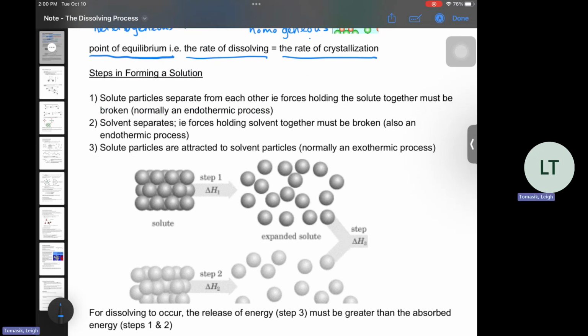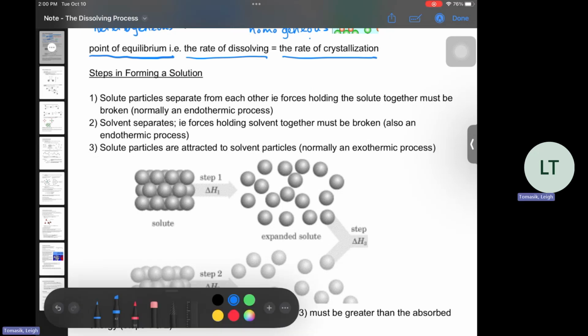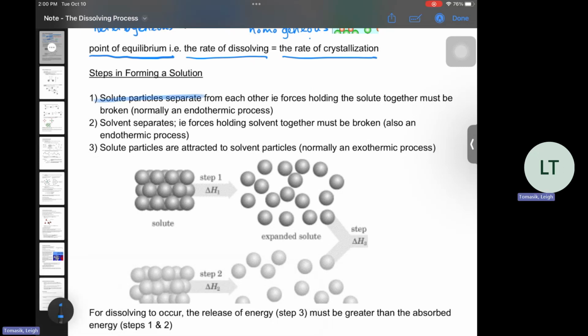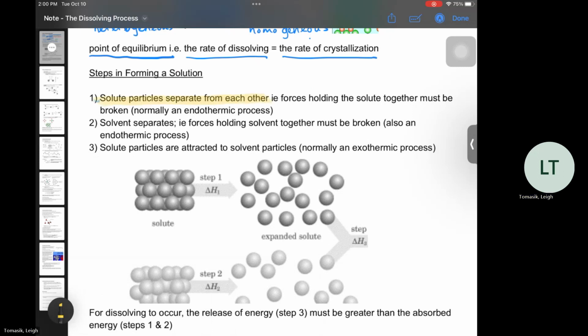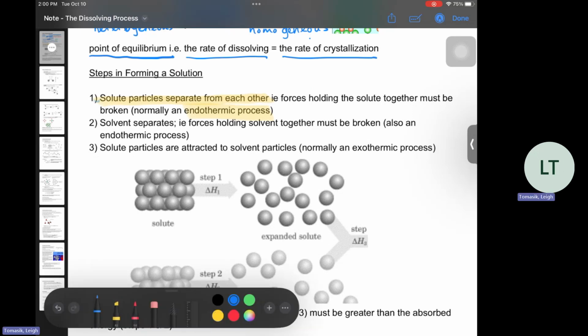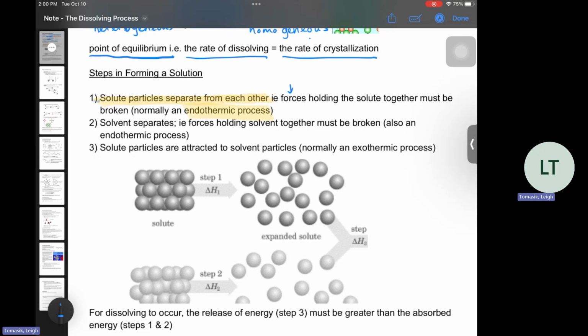Now, the steps of forming a solution. So there are 3 steps to forming a solution, okay? Number 1, the solute particles will separate, right? So if you have salt, for example, the salt particles will separate from one another. Okay, so that means there are forces holding them together, and something will overcome that. Which usually means we have to expend energy, right? We have to expend energy to overcome the forces holding them together.